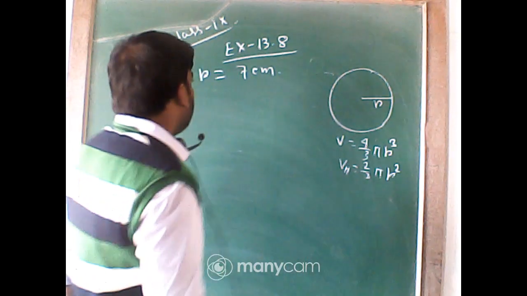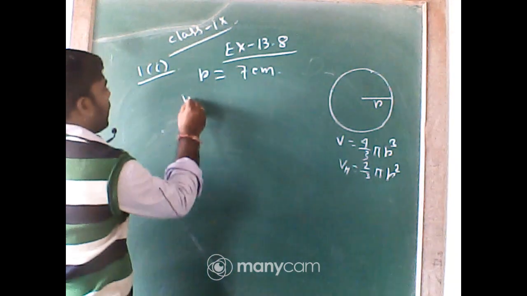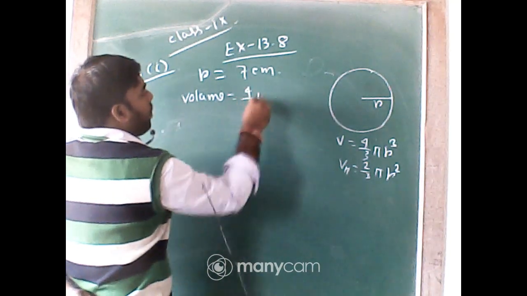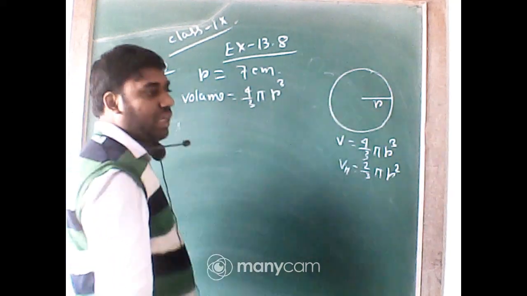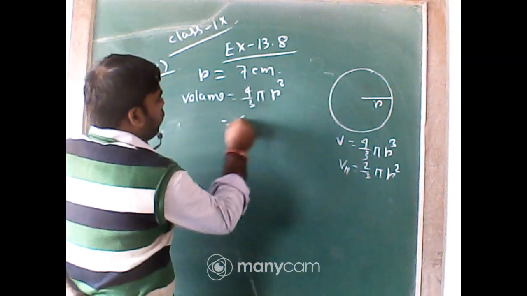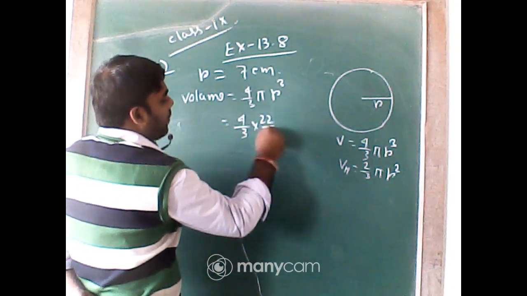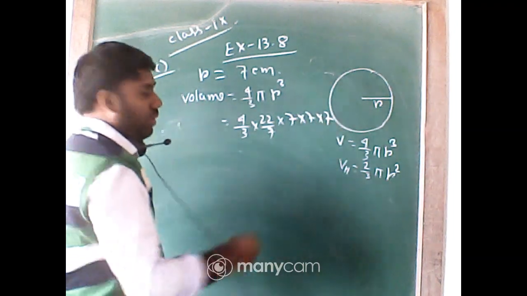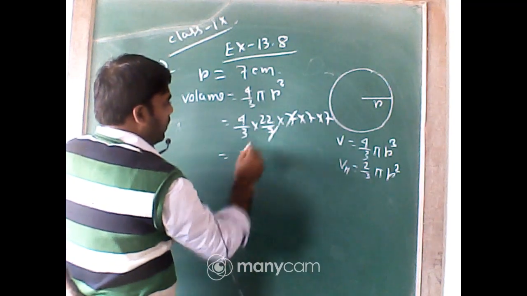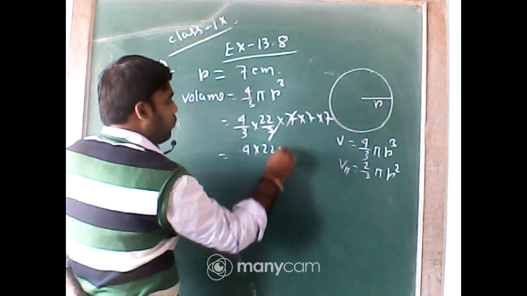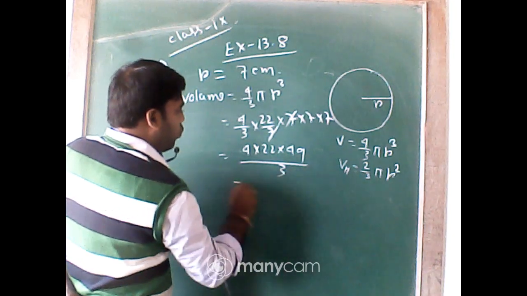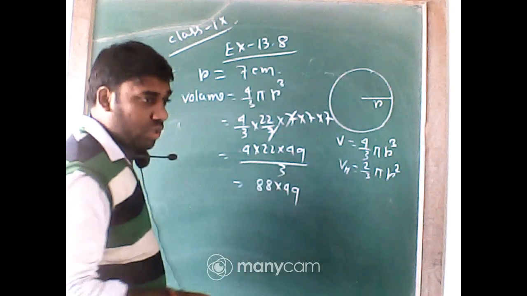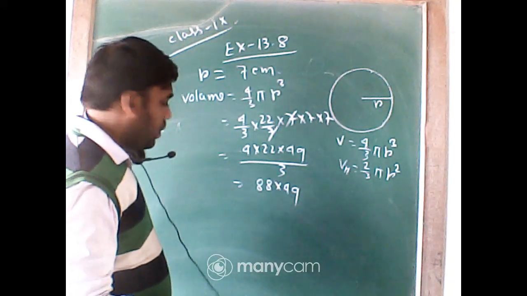Now, 7 centimeters. So what will be the volume? The volume formula is volume equal to 4/3 pi r cube. Pi means 22/7, r cube means 7 into 7 into 7. Now cancel 7 into 7, and we get 4 into 22 into 49 by 3. 4 into 22 is 88, so 88 into 49 by 3.